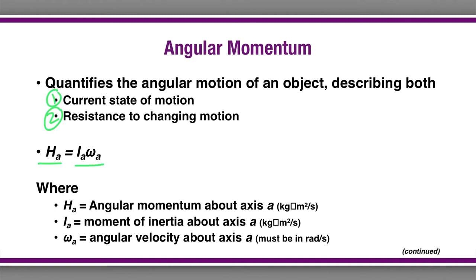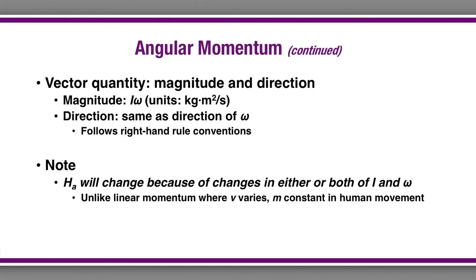Mathematically, we represent angular momentum with H sub a is equal to I sub a times omega sub a, in which H is angular momentum about an axis, I is moment of inertia, and omega is the angular velocity about an axis.